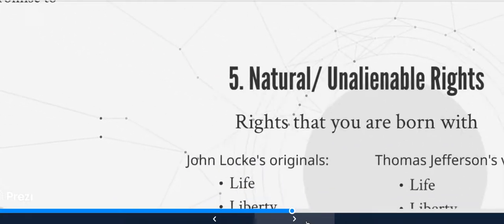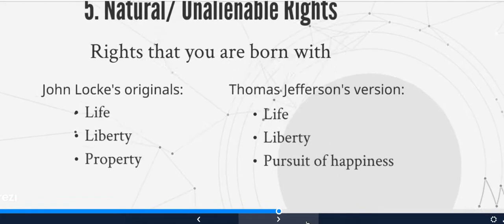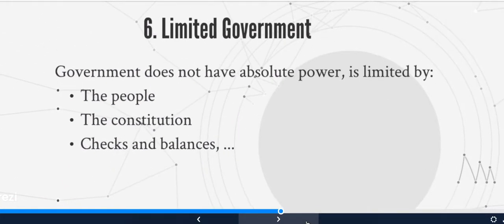And then some natural or unalienable rights that you are born with. John Locke's OG three are life, liberty, and property. Then Thomas Jefferson steals them, but switches them up a little bit: life, liberty, and the pursuit of happiness. Y'all, I'm struggling today. Okay, so limited government: it does not have absolute power.